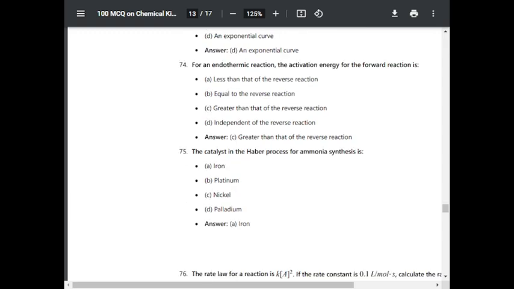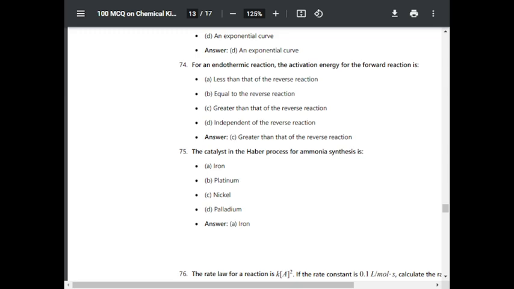Question number 74. For an endothermic reaction, the activation energy for the forward reaction is: option A, less than that of the reverse reaction; option B, equal to the reverse reaction; option C, greater than that of the reverse reaction; option D, independent of the reverse reaction. For an endothermic reaction, the activation energy for the forward reaction is greater than that of the reverse reaction. That is, option C is correct.